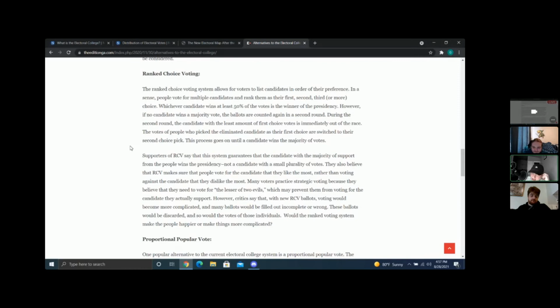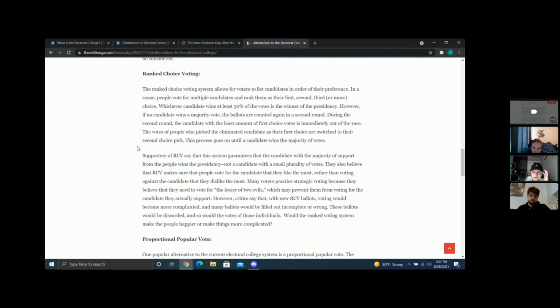Ranked choice voting. The ranked choice voting system allows for voters to list candidates in order of their preference. In a sense, people vote for multiple candidates and rank them as their first, second, third, or more choice. Whichever candidate wins at least 50% of the votes is the winner of the presidency. However, if no candidate wins a majority vote, the ballots are counted again in a second round. During the second round, the candidate with the least amount of first choice votes is immediately out of the race. The votes of people who pick the eliminated candidate as their first choice are switched to their second choice pick. This process goes on until a candidate wins the majority of votes.